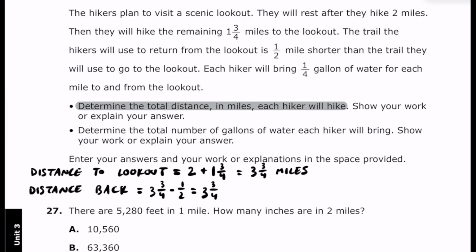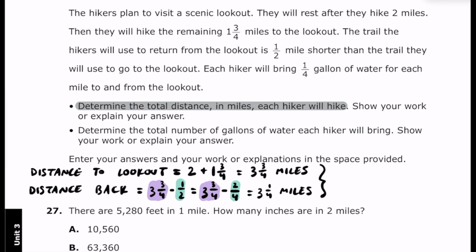This would be 3 3/4 minus, and using equivalent denominators or common denominators, 2/4 and 1/2 are the same thing there. So I'll just go ahead and highlight that these are the same thing, and also highlight that these are the same thing here. Now that we have common denominators, we know that when you go back down from the lookout, this is going to be 3 1/4 miles.